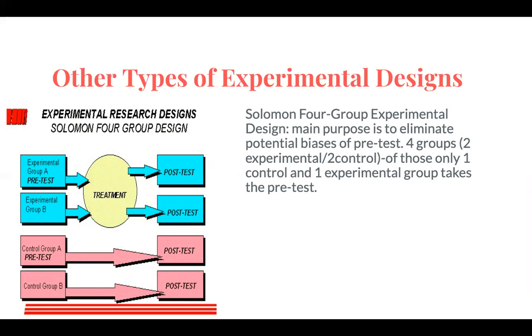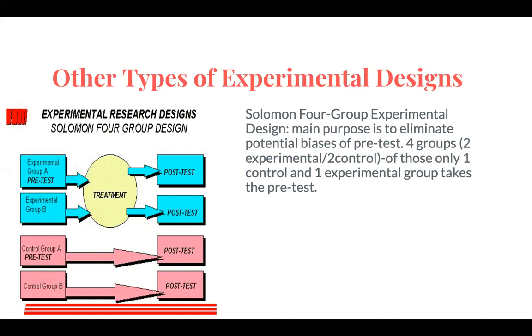The term for it is priming, right? Your pretest might prime them to answer or respond in some type of way. So another type of experimental design is called a Solomon 4-group experimental design. And your book notes that the main purpose of this design is to eliminate the potential biases of the pretest.